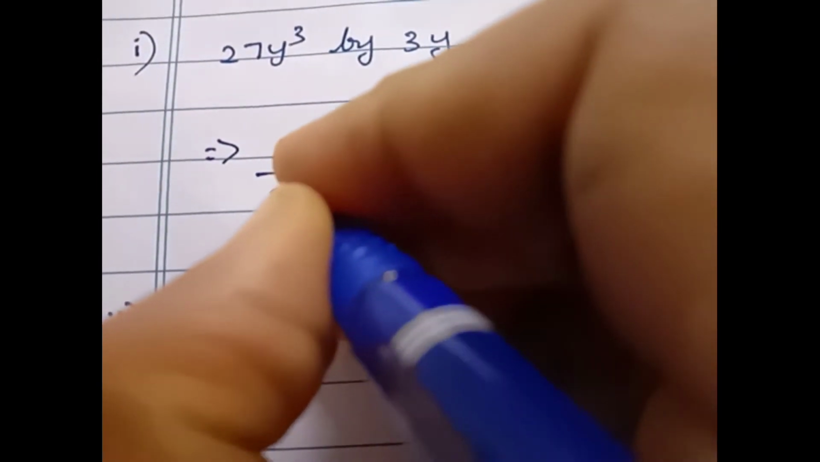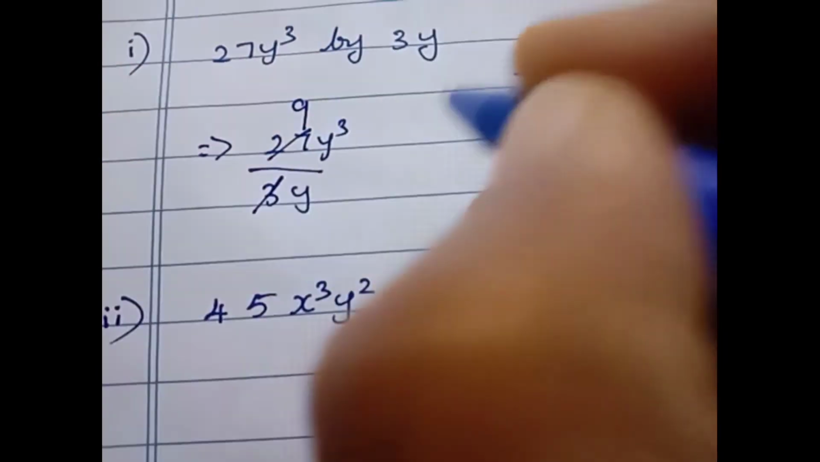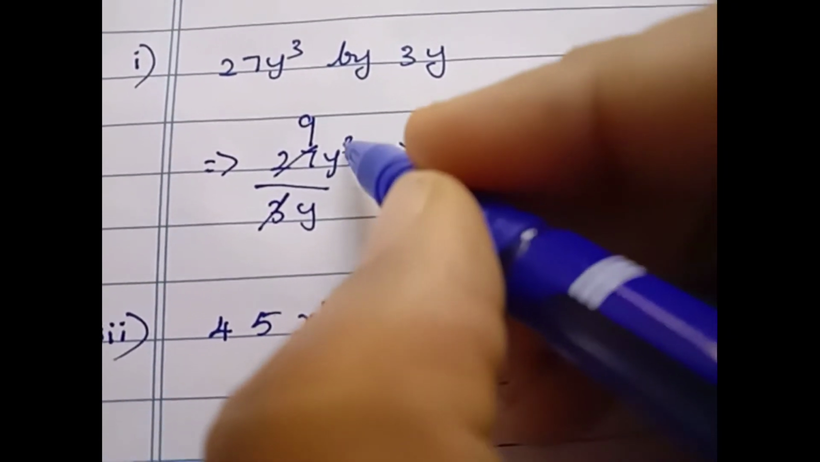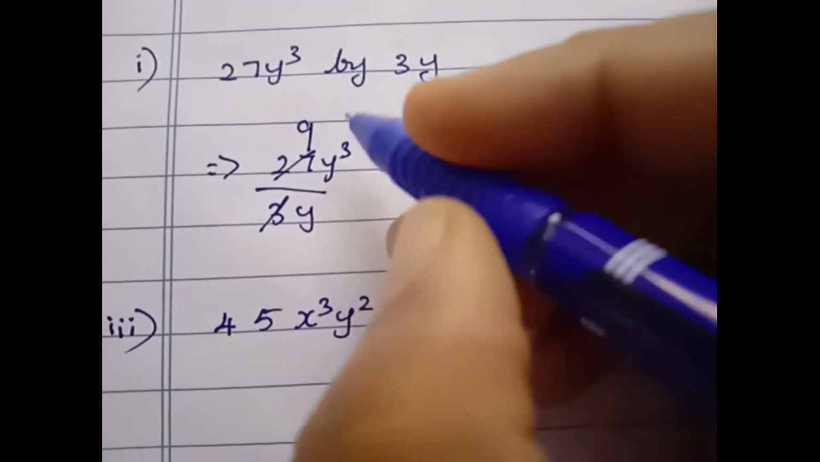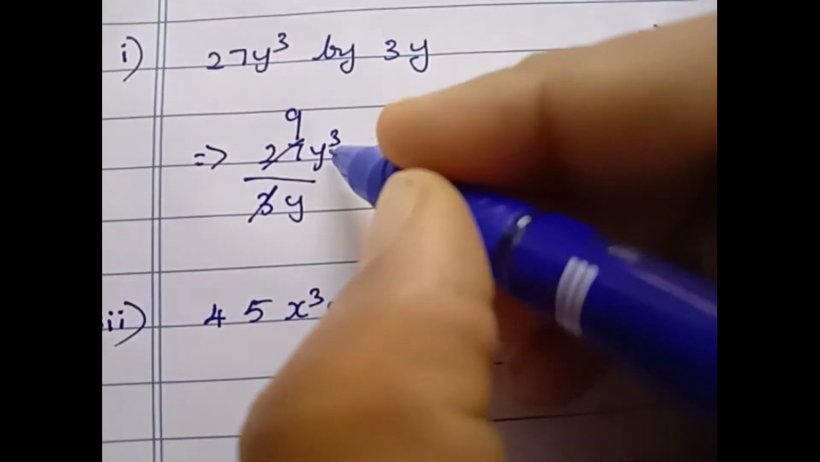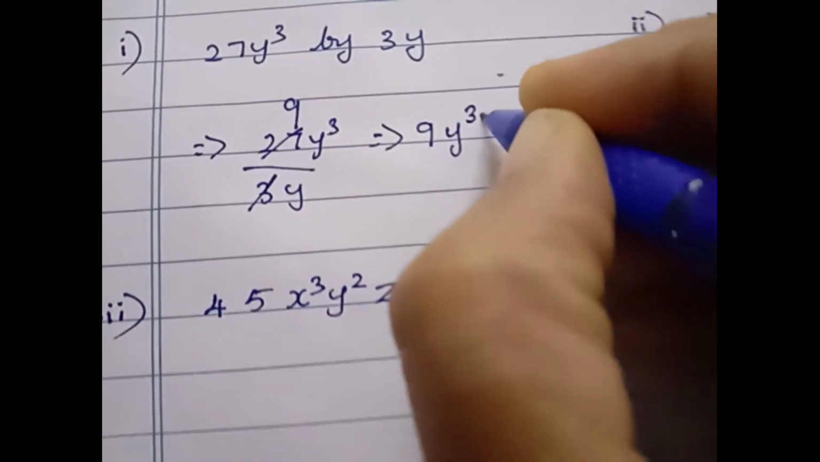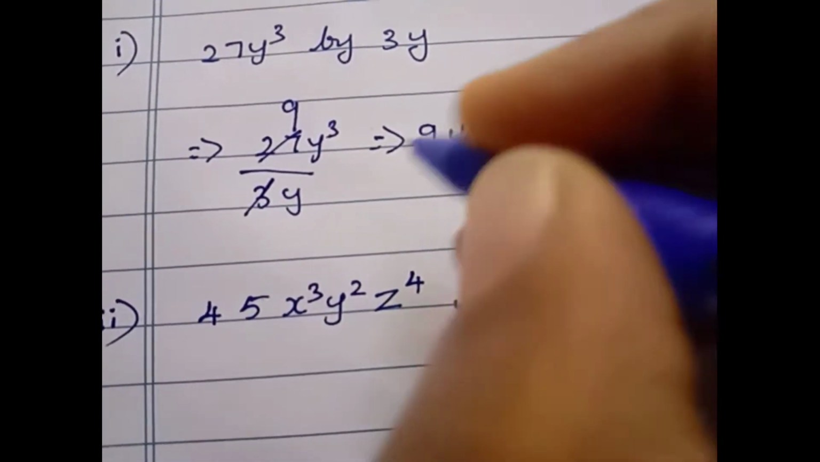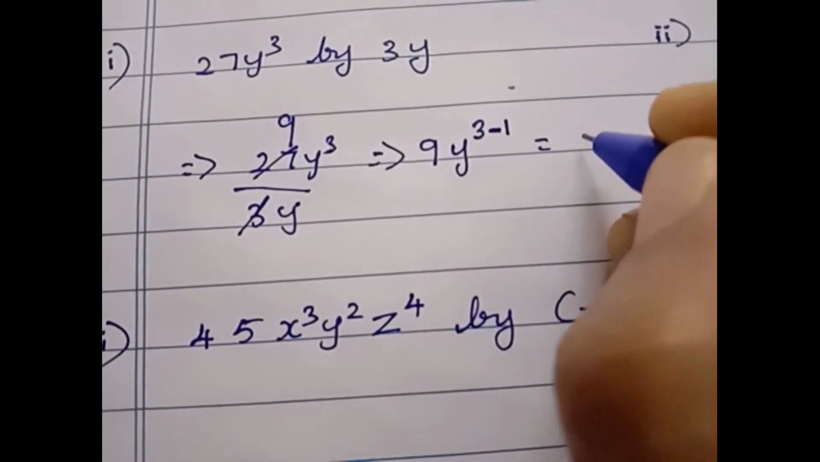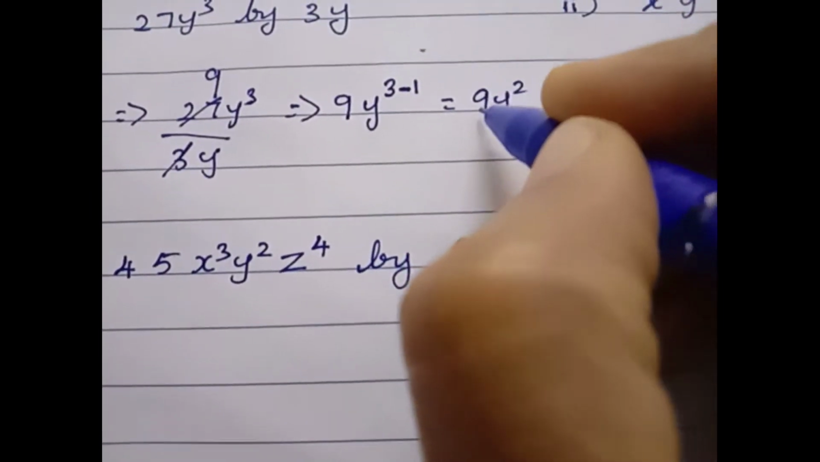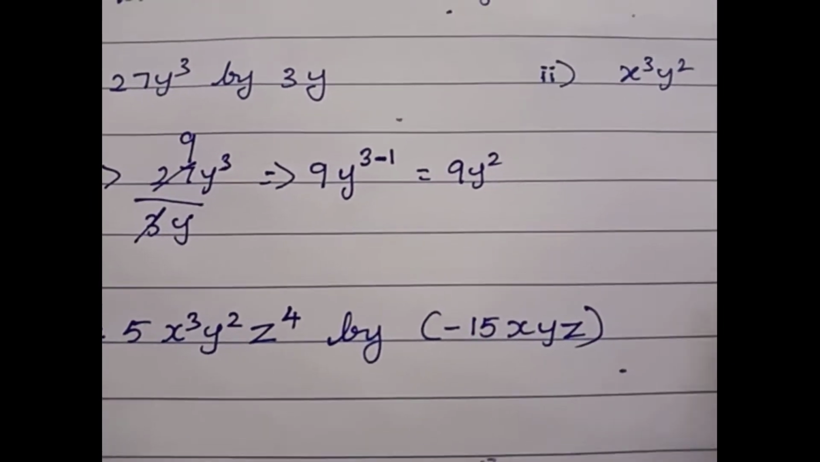So you can cancel this: in the 3 table, 3 nines are 27, so 9. Then, if it is division, you have to use the laws of exponents. Division means you have to subtract the powers. Therefore, 3 minus 1 is equal to 2. Your answer is 9y power 2.